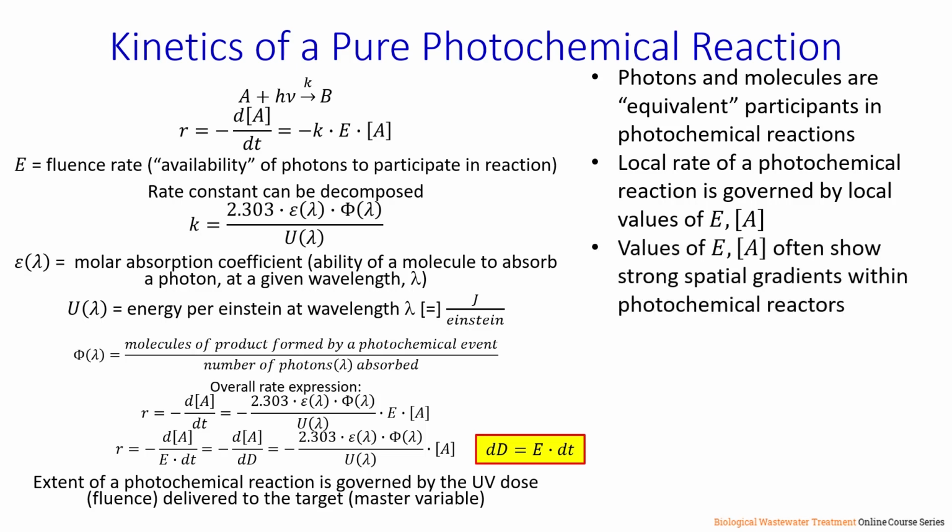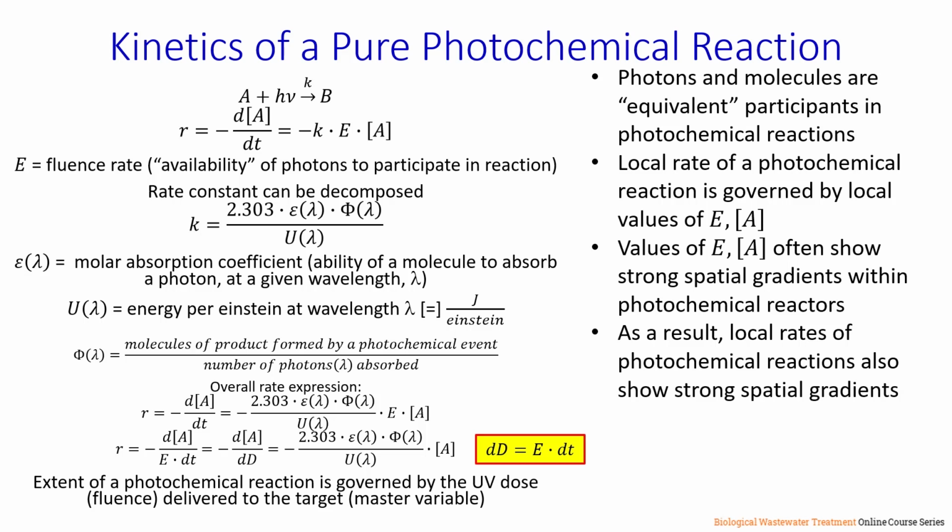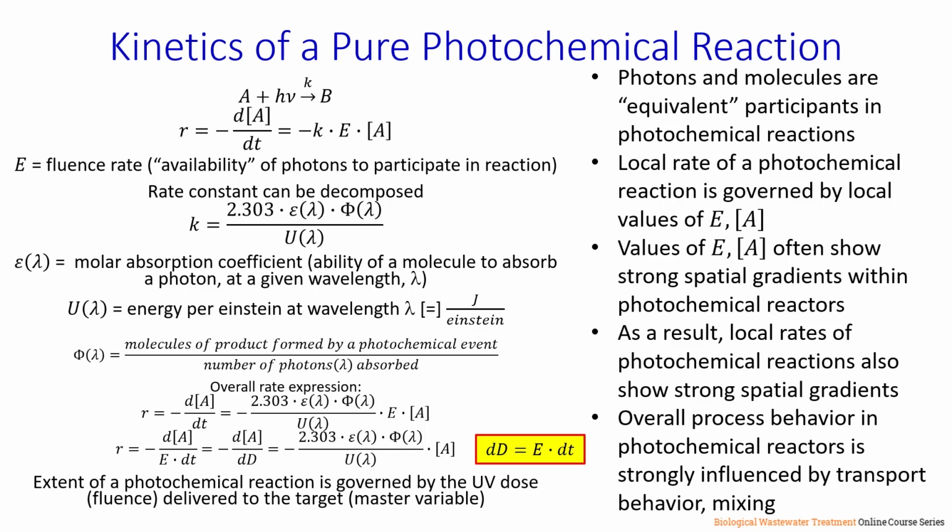That's important because the values of this local fluence rate and the local concentration of the reactant will often show very strong spatial gradients within photochemical reactors, and what that tells us is that the local rates then of photochemical reactions can show remarkably strong spatial gradients. Lastly, this implies that because there are these very strong spatial gradients in the rates of photochemical reactions, overall process behavior in photochemical reactors, including those that are used for disinfection, is strongly influenced by transport behavior and mixing.